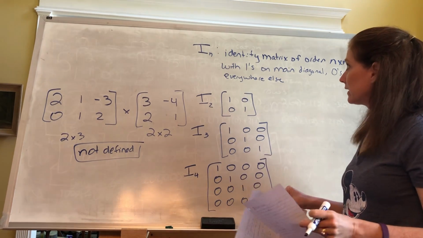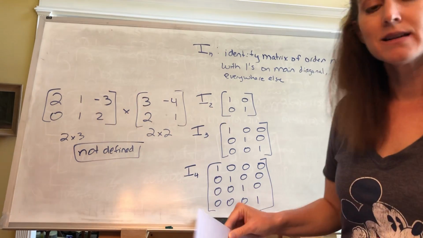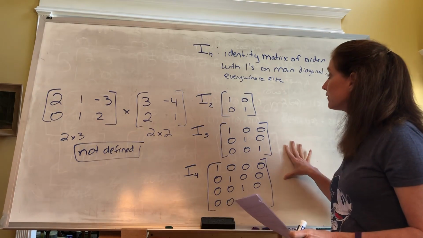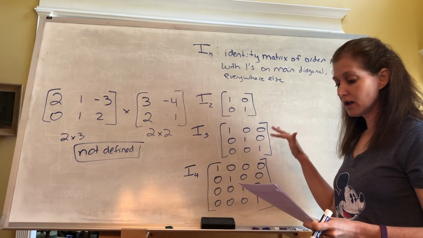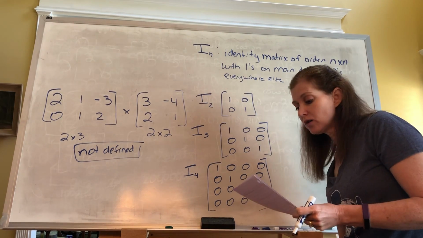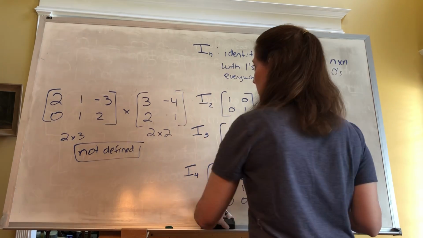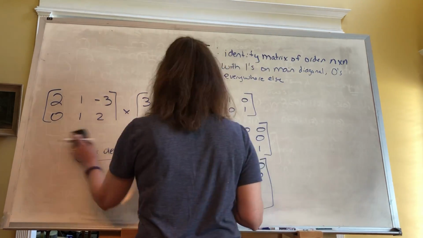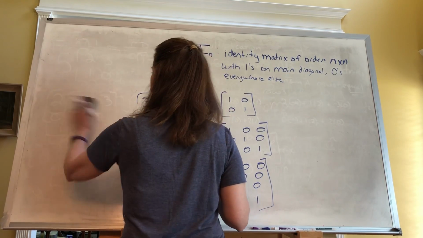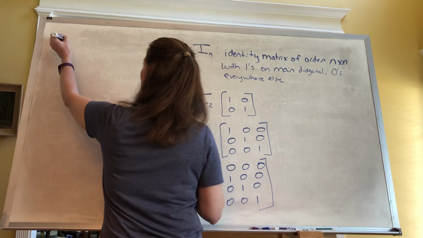So that is everything on 8.2. 8.3 picks up right where this leaves off. So we've talked about the identity matrix, and now we're going to look at the inverse of a square matrix.